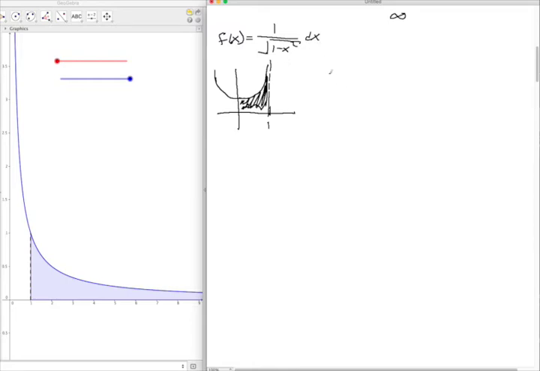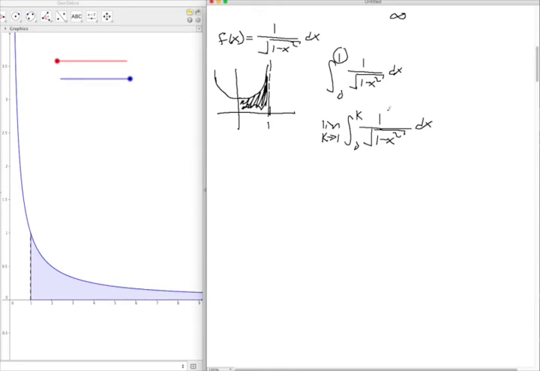So here we go. We set it up this way. The integral from 0 to 1 of the function 1 over the square root of 1 minus x squared dx. Now we know that we have a problem at 1, so I'm going to change this to the limit as k approaches 1 of the integral from 0 to k of 1 over the square root of 1 minus x squared dx.